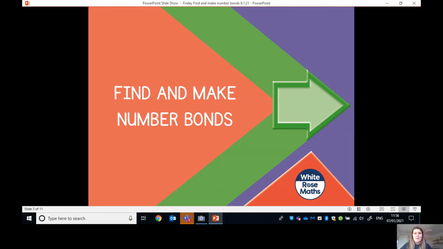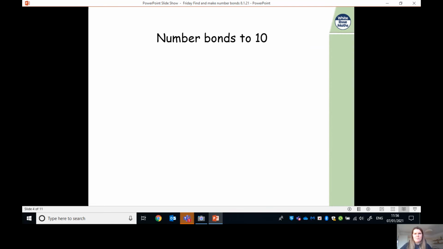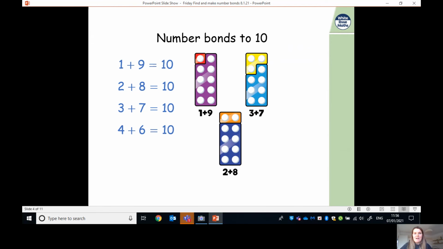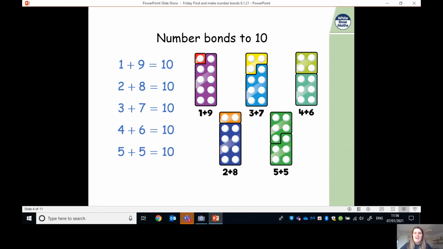Today we are finding and making number bonds to 20. Okay, so we're going to need our number bonds to 10 to help us with that. So let's look at our number bonds to 10. I've got 1 plus 9 is 10. 2 plus 8, 10. 3 plus 7 is 10. And 4 plus 6 is 10. Lastly, 5 plus 5, 10. Fantastic. All our number bonds, when added together, equal 10.